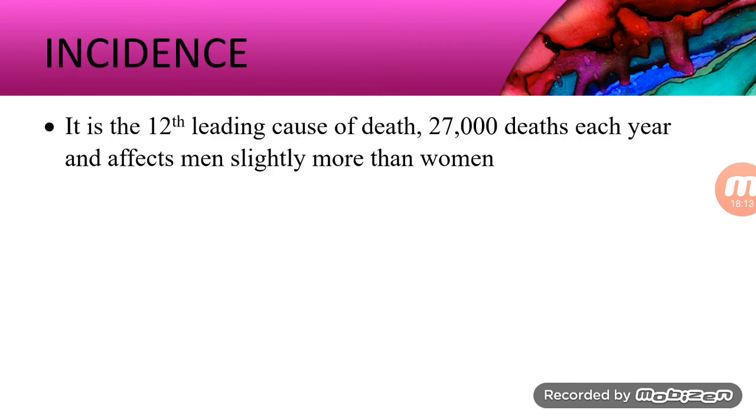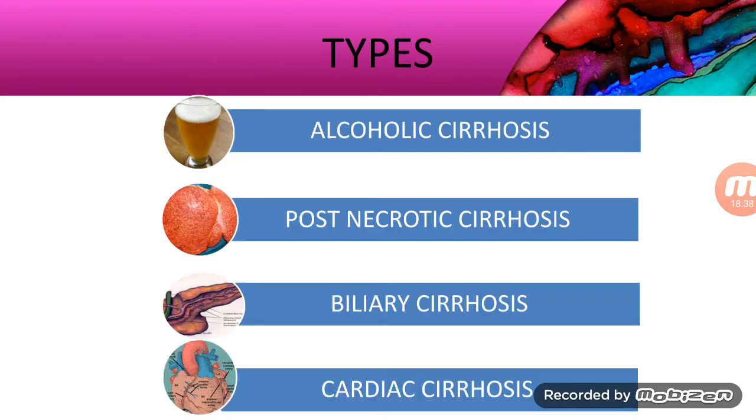Then incidence. It is the 12th leading cause of death all over the world, with 27,000 deaths each year, and affects men slightly more than women. It is more common in men as compared to women. Let us see the types. So mainly there are 4 types of liver cirrhosis.